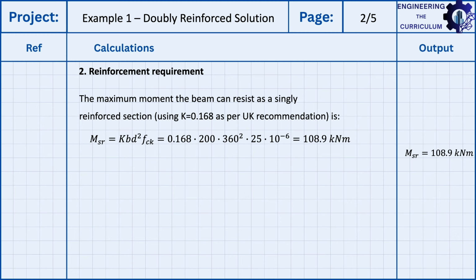I need to multiply by 10 to the minus 6 to organize my units because my concrete strength is given in megapascals, so that is newtons over millimeters squared, and I want my moment in kilonewton meters. That makes it much easier to compare to what I already have. And this moment works out as 108.9 kilonewton meters.